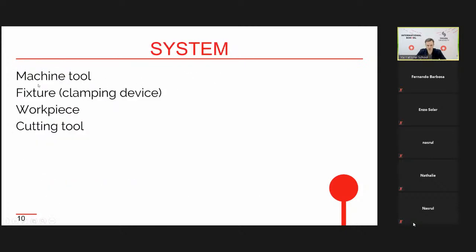So we discussed the machine tool and fixture. You saw an example of a workpiece, and now we are going to discuss some cutting tools.